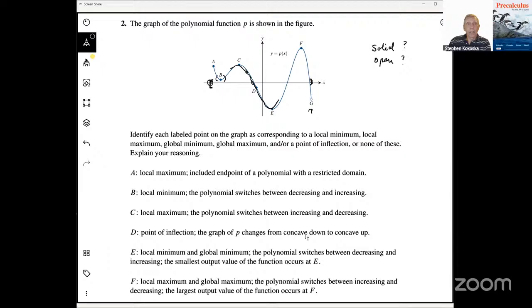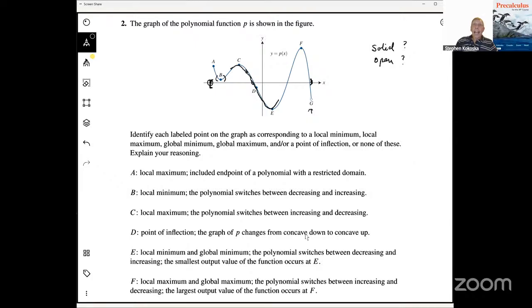Let's see, E. Well, E actually has two names here. It's certainly a local minimum. Why? Because the graph of the polynomial switches from decreasing to increasing. And again, the y value corresponding to E is the smallest y value in a neighborhood of E. But E is also a global minimum. Why? Because the y value corresponding to E is the smallest value of that polynomial over its restricted domain.